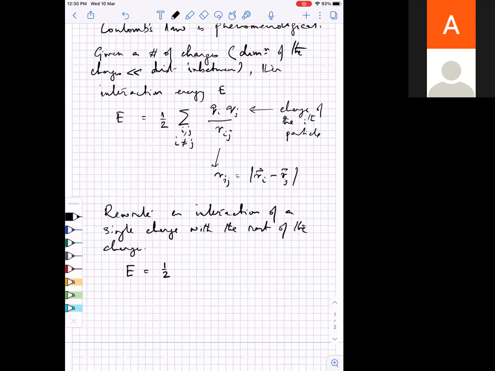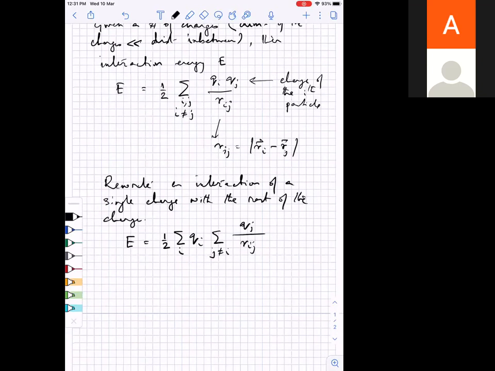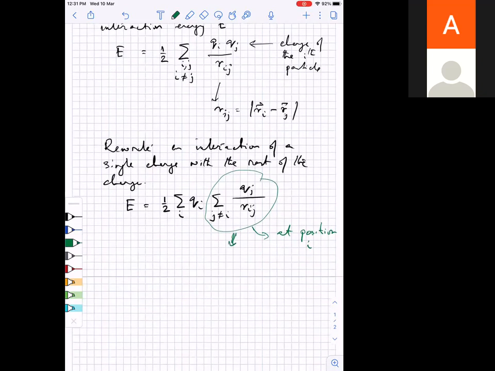Now the summation becomes two summations where I separate it out. Summation over i, qi, and then summation over j not equal to i, and this becomes qj over rij. Now, if you look at this equation carefully, you see that the second part, this part, is the electrostatic potential at the position i, due to all the other charges. So I can write this as phi i, which is the sum over j not equal to i, of qj over rij.